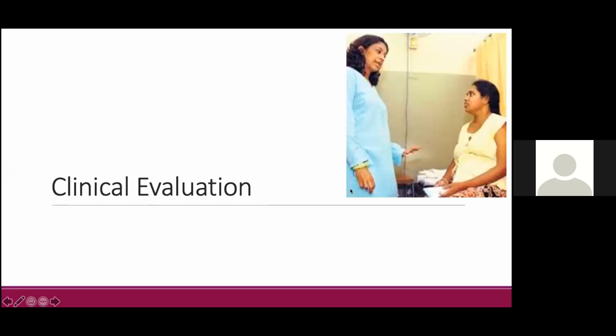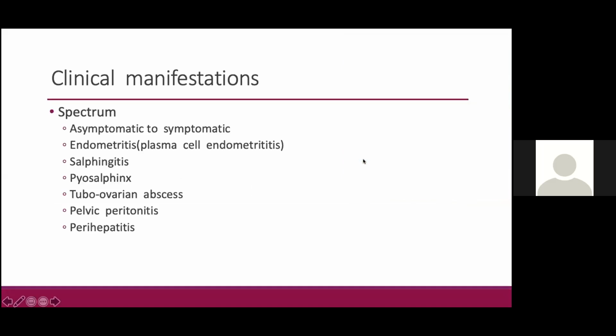Now the clinical evaluation. So far we talked about the pathogenesis. We talked about what happens inside the body when somebody gets PID, about the sequelae, about acute infection, long-term complications, including ectopic pregnancies, tubal damage, tubal subfertility, chronic pelvic pain, and these kinds of problems. And then we talked about the possible pathogens involved in causing PID, and now the clinical evaluation. So patients usually come with a spectrum of disease. They can be asymptomatic to symptomatic.